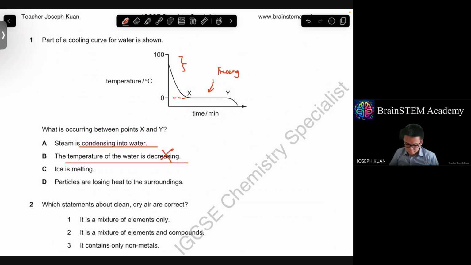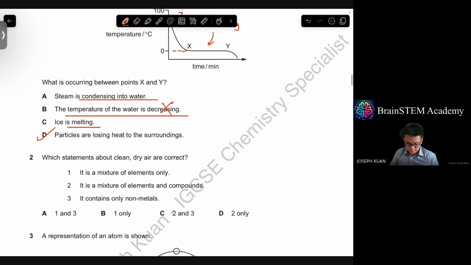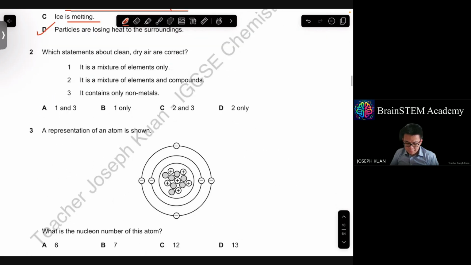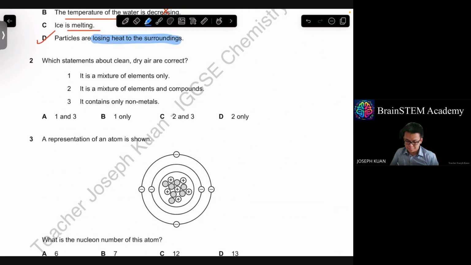And particles are losing heat to the surrounding. So out of all answers, it seems like D is the best, right? Because we're trying to do cooling. So although it is at the same point as the melting point, the context is for cooling. So it's freezing technically. So during freezing, particles lose heat to the surrounding.